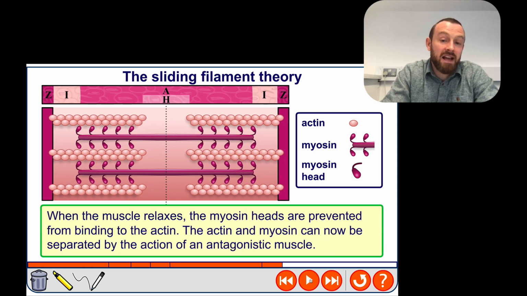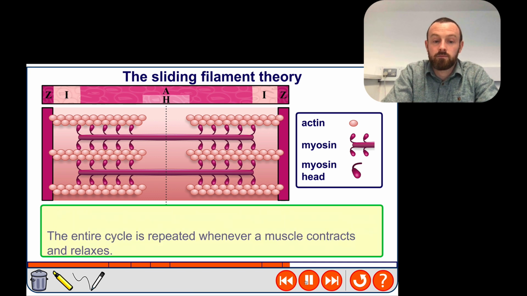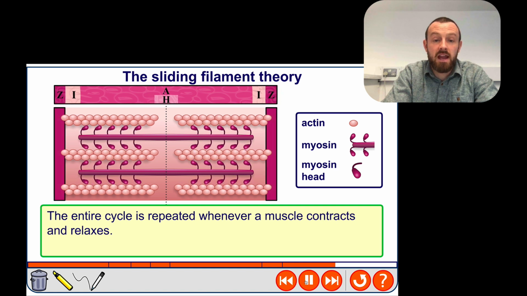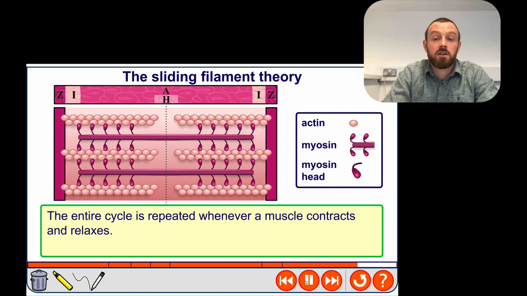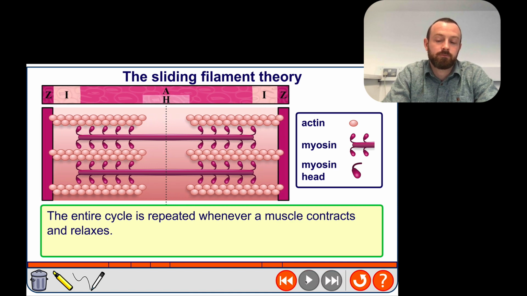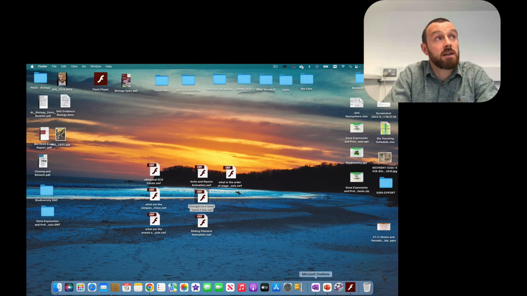And then when the muscle relaxes, this banding pattern changes again. So the entire cycle repeats, and there we can see once again H and I zones or bands shrinking, and the A band stays the same size. Right, so let's go back to the question and look at the mark scheme.